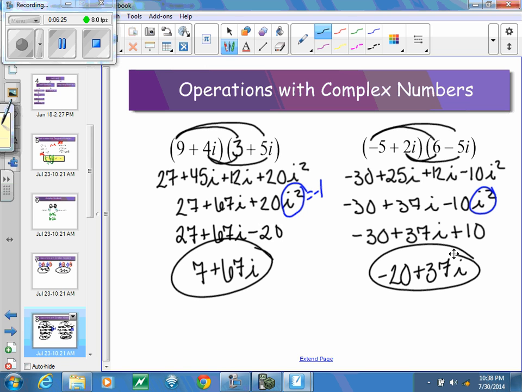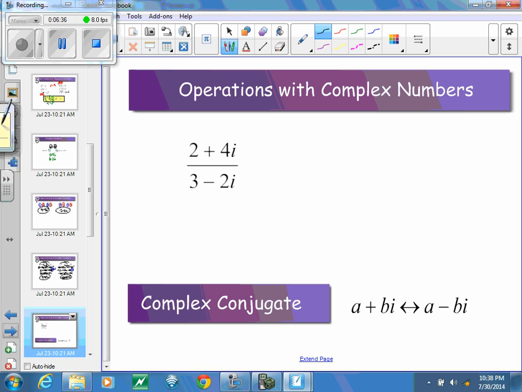So there's our adding and subtracting, and then we also had our multiplying. The last one that we have is working with division. And when you are dividing, what you have to do is get rid of the i's in the denominator. That's what we want to get rid of. And to do that, we have to use what's called the complex conjugate.